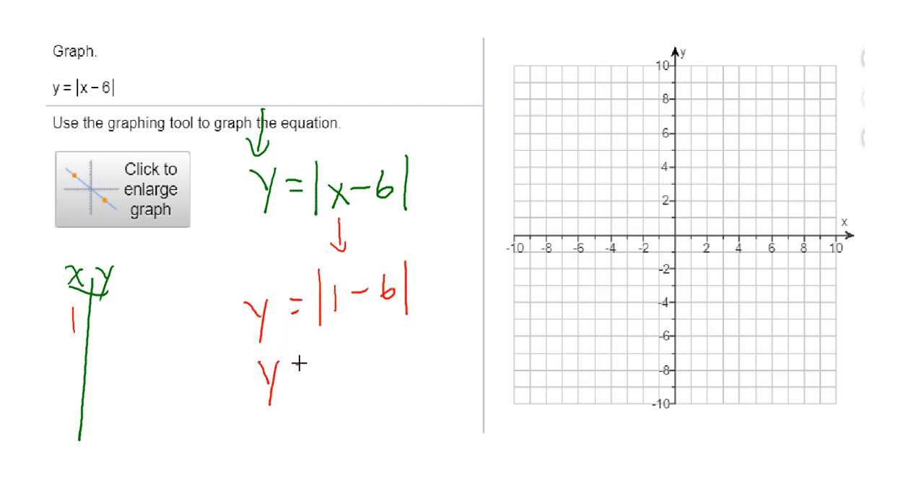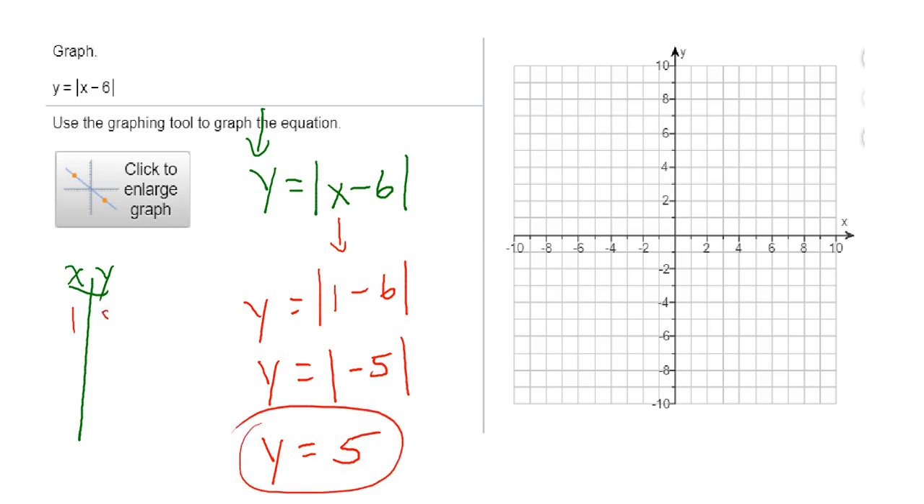So we're going to get y equals the absolute value of 1 minus 6, which is -5. So the absolute value of -5, if you guys remember from chapter 1, absolute value always makes numbers positive. So the absolute value of -5 becomes +5. So we get y is equal to 5. All right, so that's one solution to the equation. We need several more in order to find this pattern.